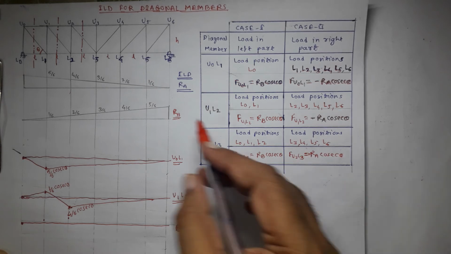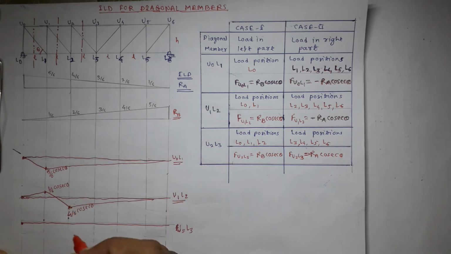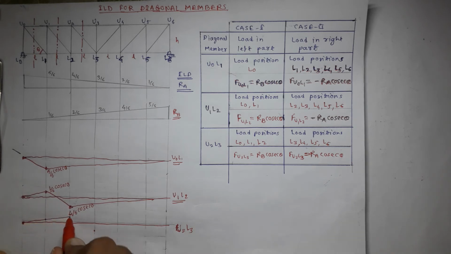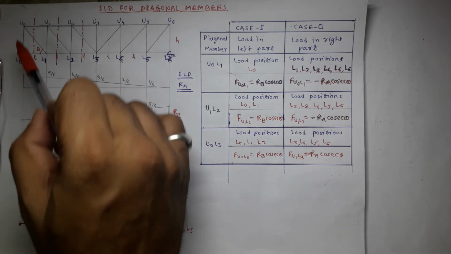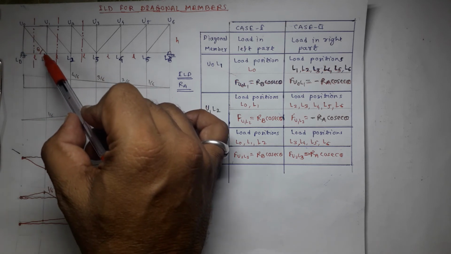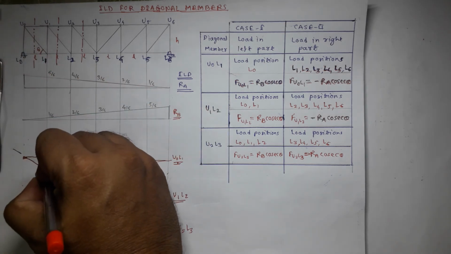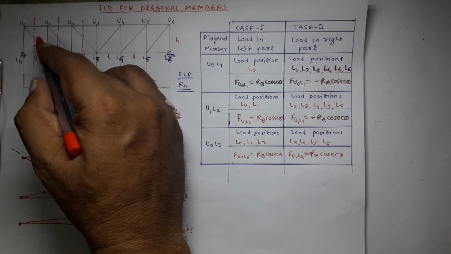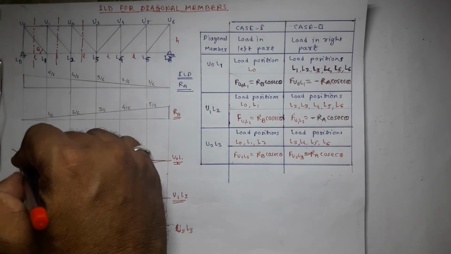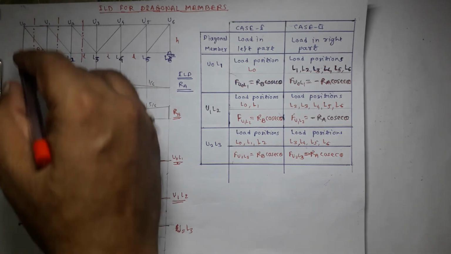And when the load is at L3, RA is 3 by 6, but a negative sign is to be used, so minus 3 by 6 should be shown over here, and when I join these, I get the ILD for the member in this manner. So you can see that it is the ILD for U0L1. U0L1 is this member, and you can see that this is the line which we are getting for this diagonal member, which is about parallel to this one.